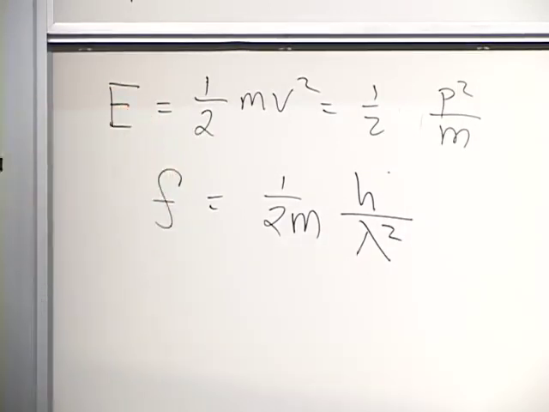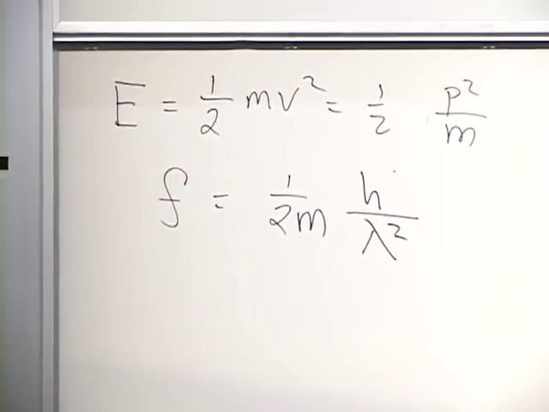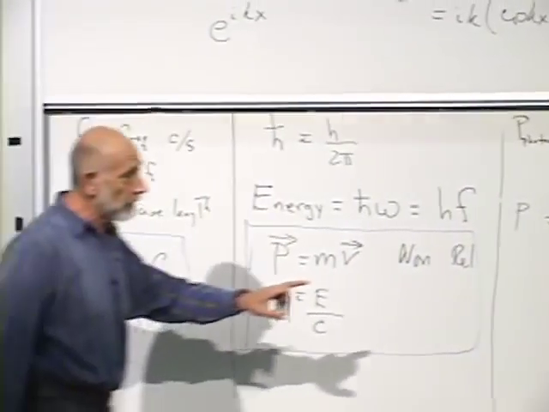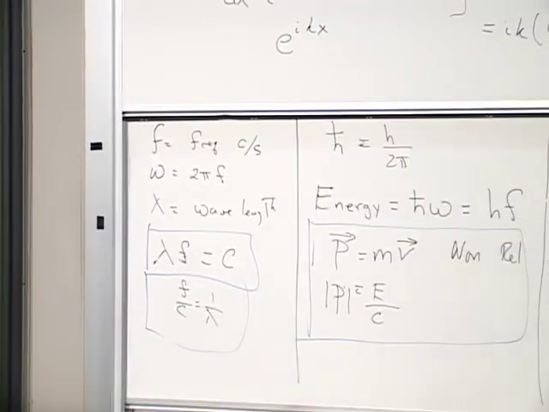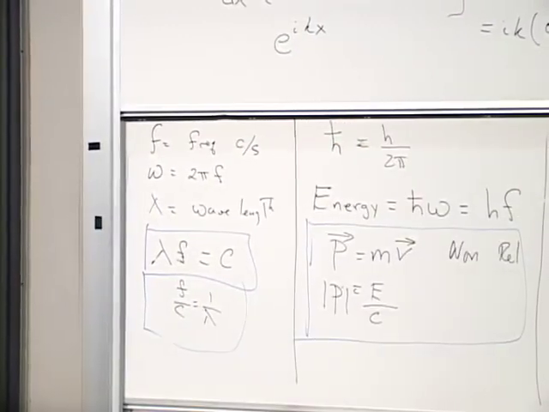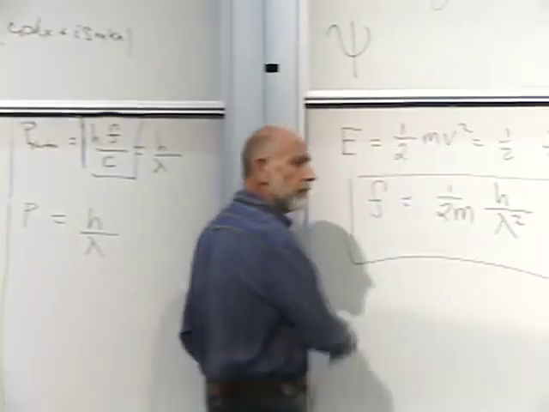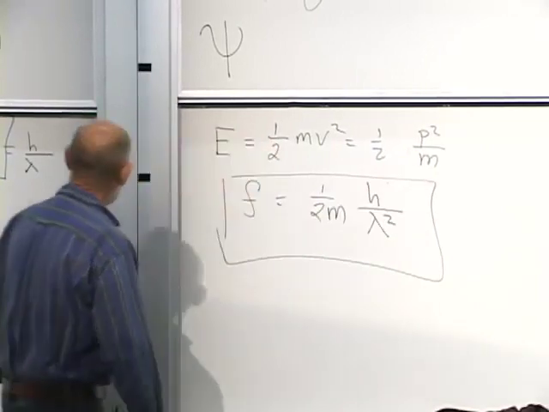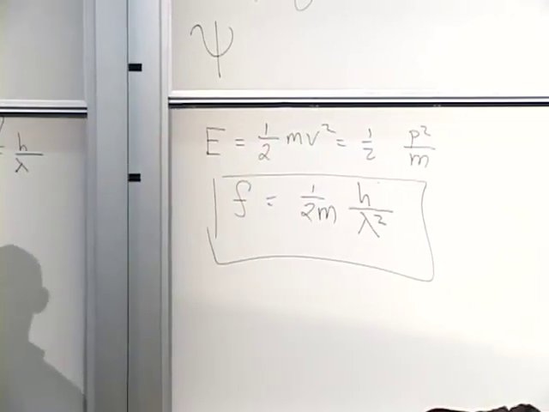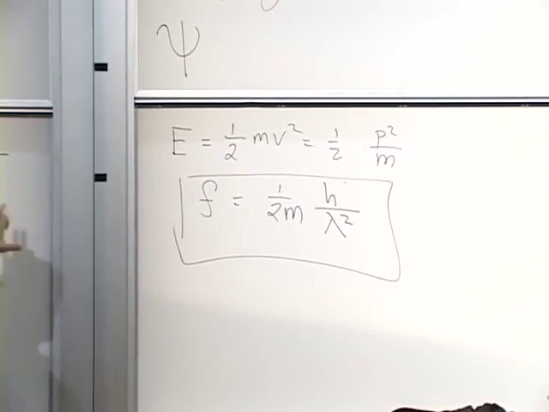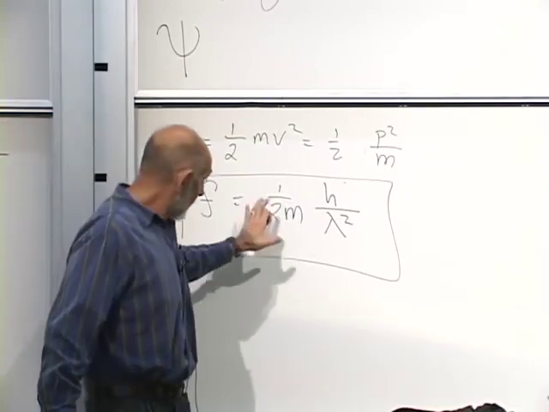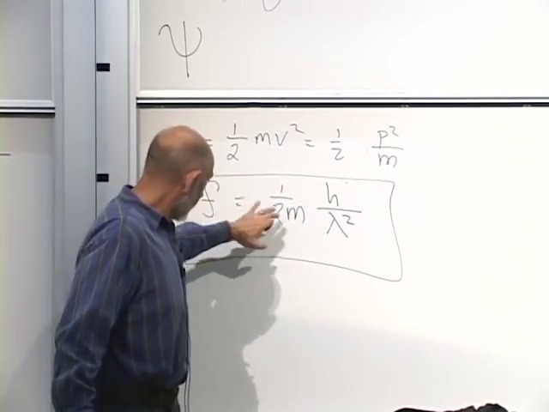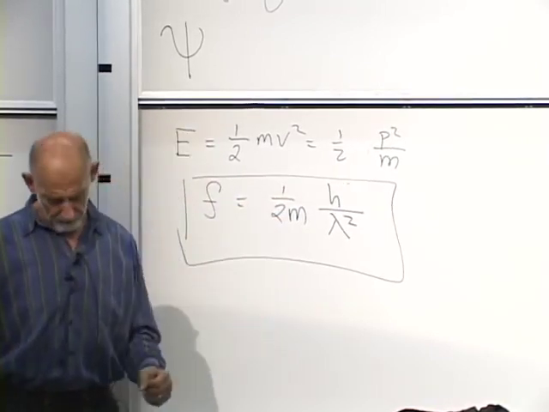Notice how different it is. Over here, the frequency was proportional to 1 over the wavelength. Here it's 1 over the wavelength squared. Now, you don't have to memorize this. You can always rederive it. The basic ingredients are the equation for the energy and the relationship between momentum, wavelength, frequency, and all that kind of stuff. This is just to illustrate the connections.